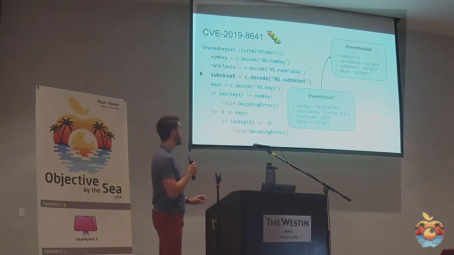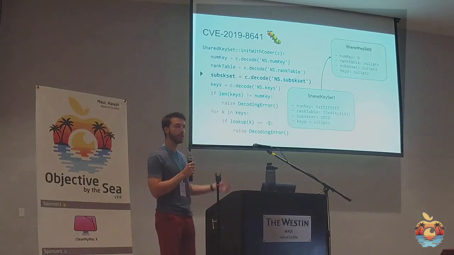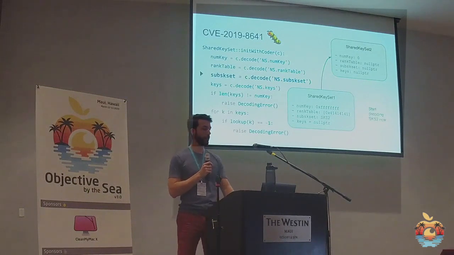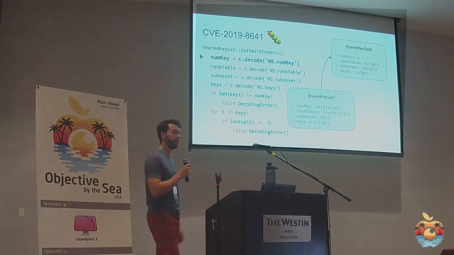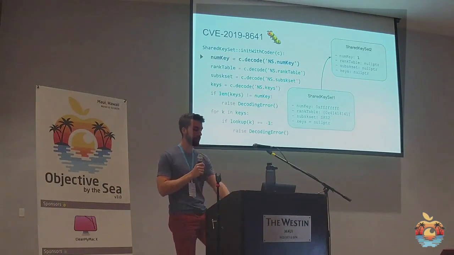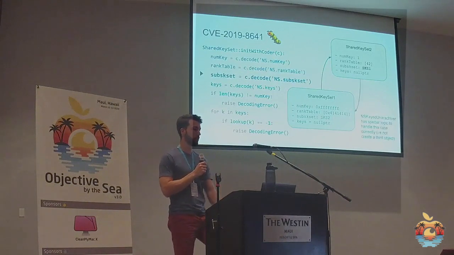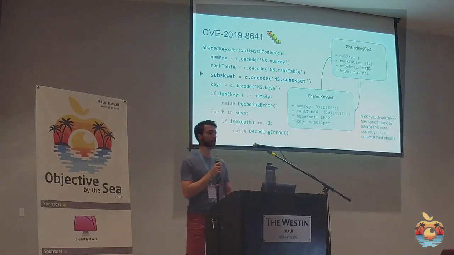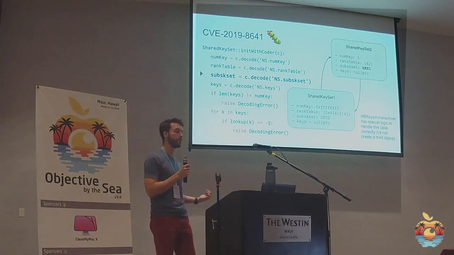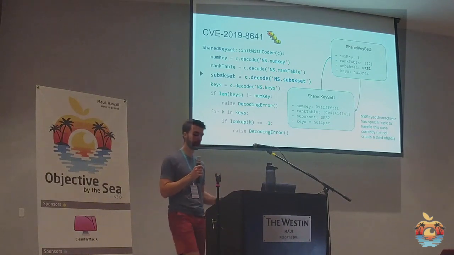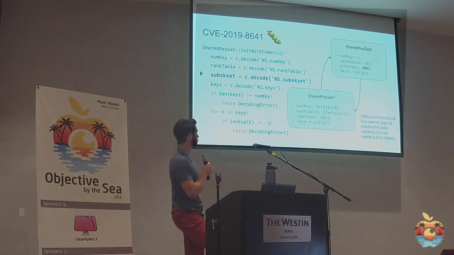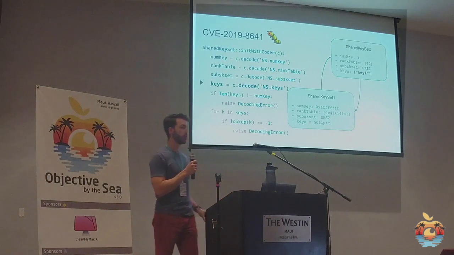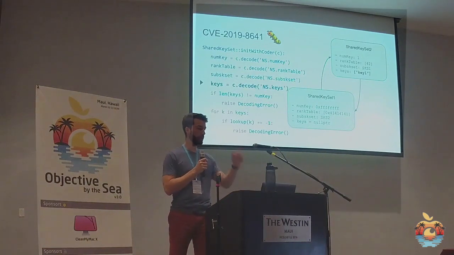The next thing we do is decode a sub key set. At this point, the whole process starts over again. We start from the top, decoding this second shared key set. And now we make a circle: we say the sub key set of the second one is actually the first. This isn't supposed to be that way, but it does work. The keyed unarchiver has logic to handle this, and so it just works. We have this cycle now.